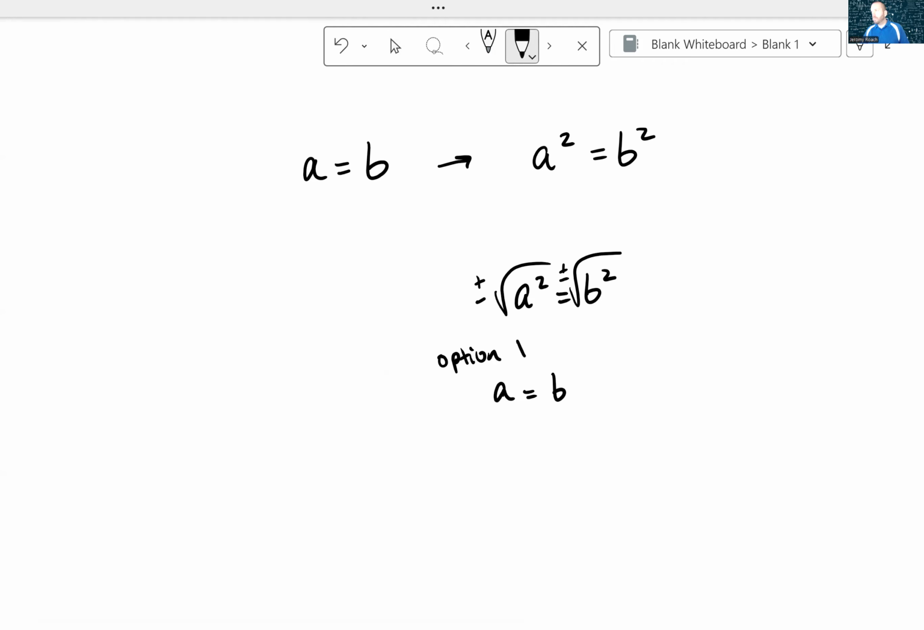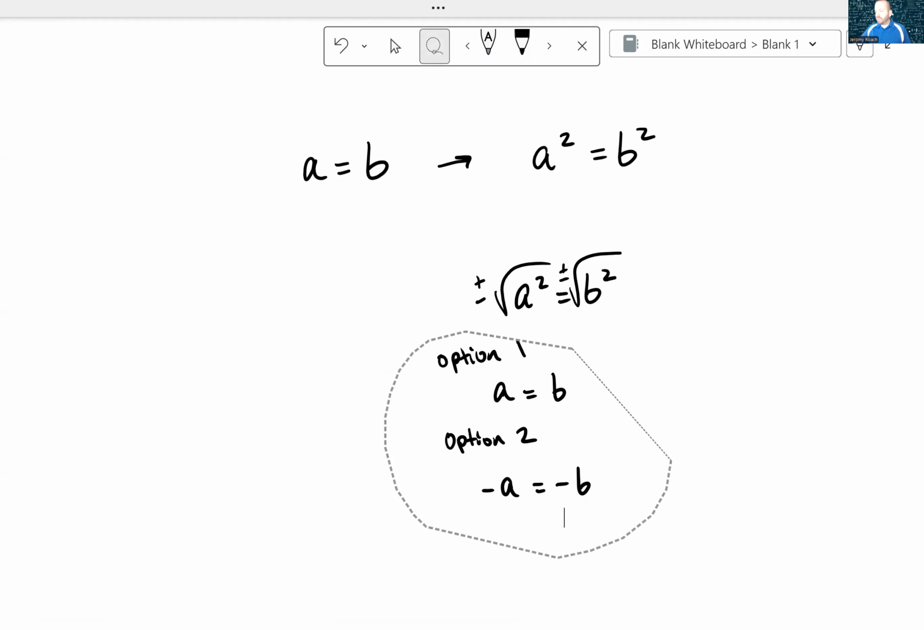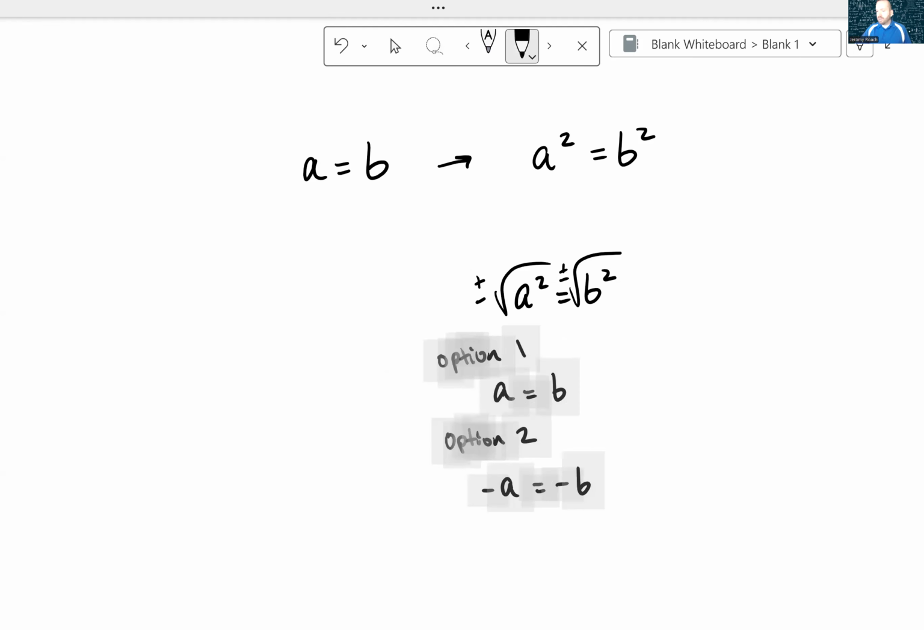That could be true, but it isn't necessarily true. Option two is that we get negative A equals negative B, which is basically the same thing as option one, because if we multiply by negative one on both sides, we get A equals B. I'm going to put these options over here to the side, just to get that out of the way.